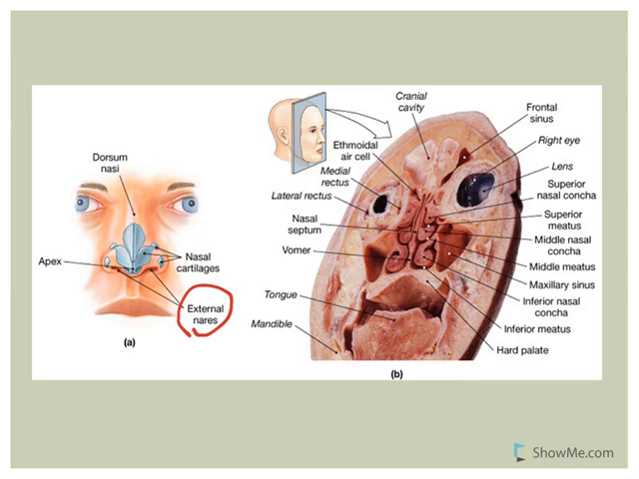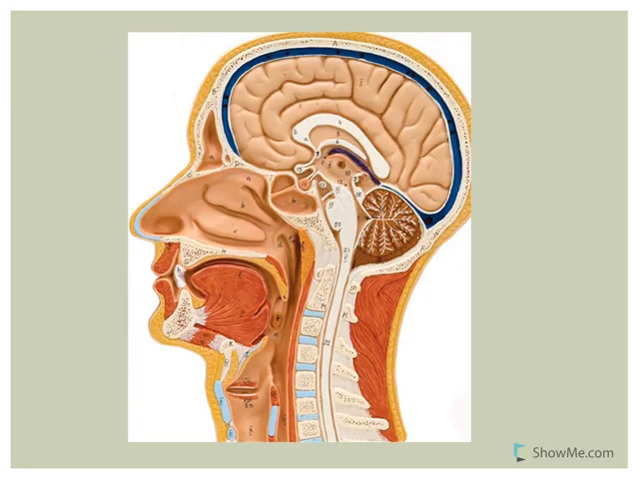Now, once you pass the external nares, you're going to be in this region right here, which is called the vestibule. The vestibule has large hairs, which help protect against large particles entering the nasal cavity. But what's interesting is that the vestibule is actually lined by the same epithelium as your skin, which is stratified squamous keratinized epithelium. It's not until you get to the nasal cavity proper, which is up in here, that you have a different type of epithelium.